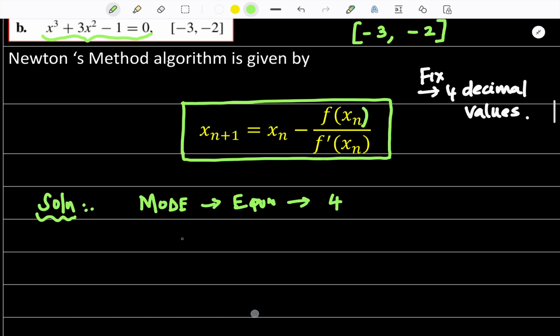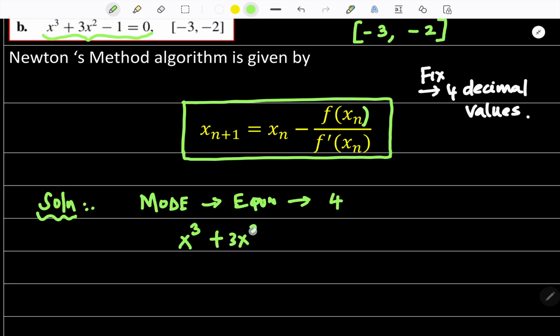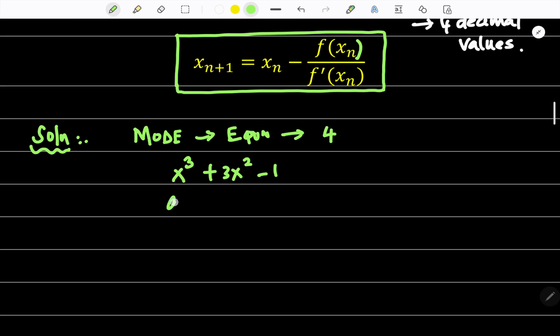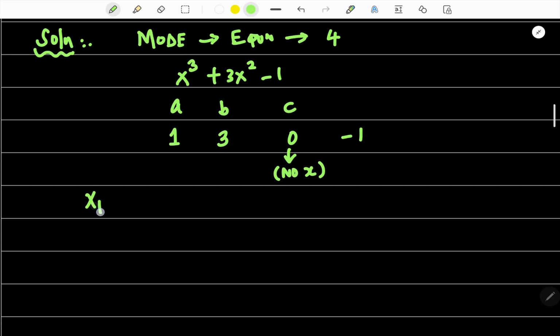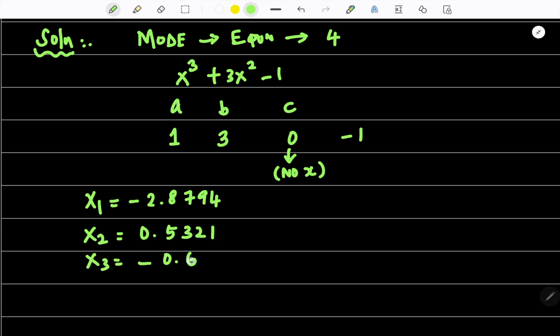Okay. Press 4. So the equation is what? X cube plus 3x square minus 1 equal to 0. So you press not equal to 0. So A, B, C will come. So press A is equal to 1, B is equal to 3 and C is equal to 0 because there is no X, and D is equal to minus 1. If you press this calculator, you will get 3 roots, right? X1 is equal to my negative 2.8794, and the next is X2 is equal to 0.5321, and X3 I will get negative 0.6527. So I got 3 values from the calculator. So 3 roots are available.